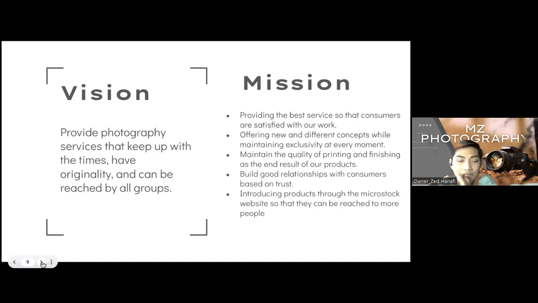Number three, maintain the quality of printing and finishing as the end result of our product, like the photo printing and the frame. Number four, build relationships with consumers based on trust. And last, introducing products through microstock websites so that they can reach more people. Maybe that's enough for a little bit about the company profile.